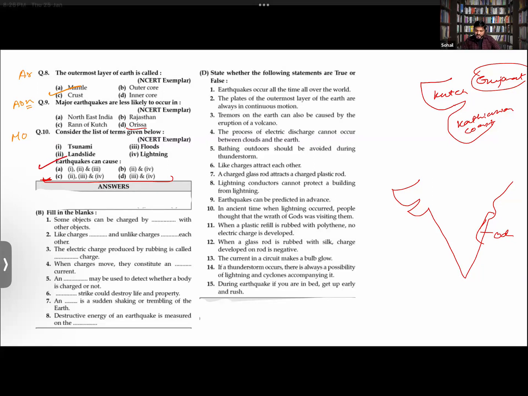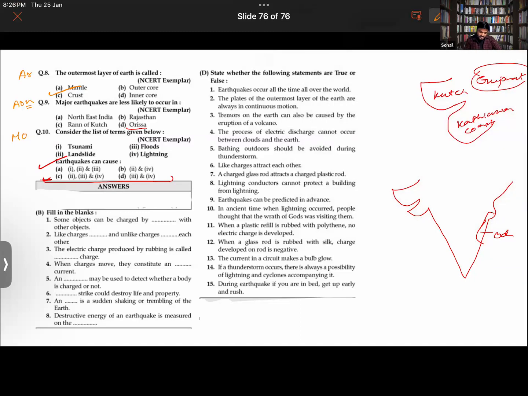Okay, we have a few more minutes remaining. So guys, fill these blanks as well. Some objects can be charged by rubbing with each other. Very good. Like charges repel and unlike charges attract.